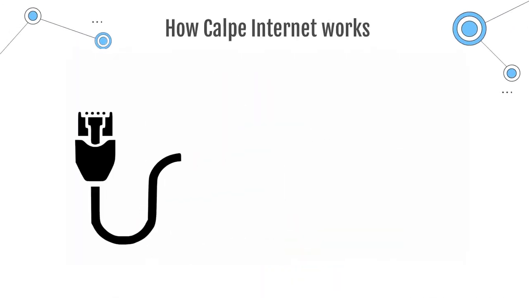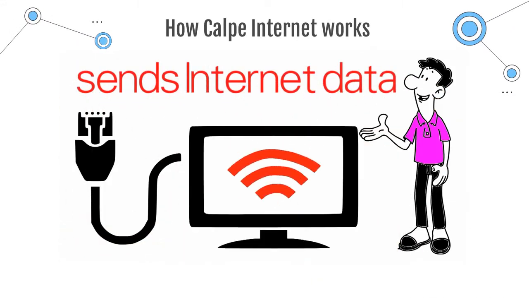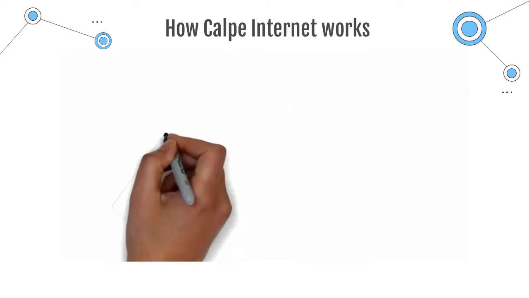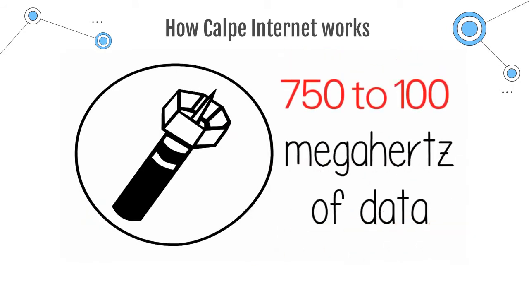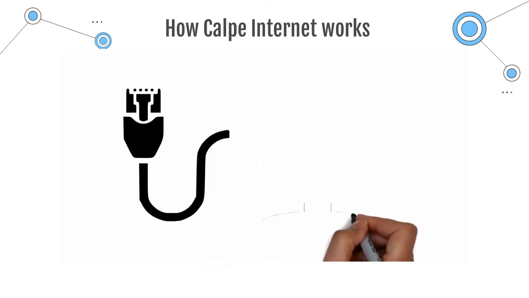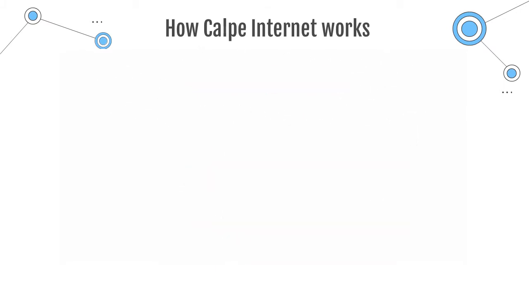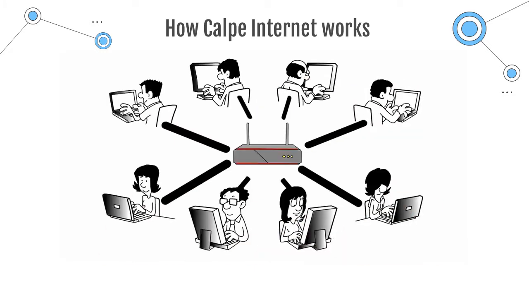A cable internet provider sends internet data over the same lines that bring you your cable TV. They're called coaxial cables. One coaxial cable can carry 750 to 1000 megahertz of data. It takes each cable TV channel about 6 megahertz to operate. That leaves plenty of space for hundreds of channels and lots of internet bandwidth.